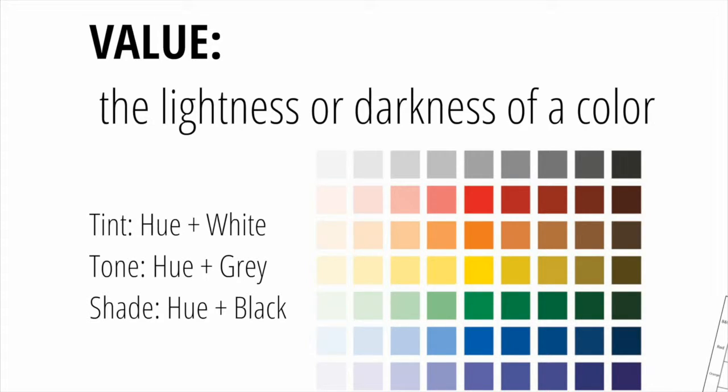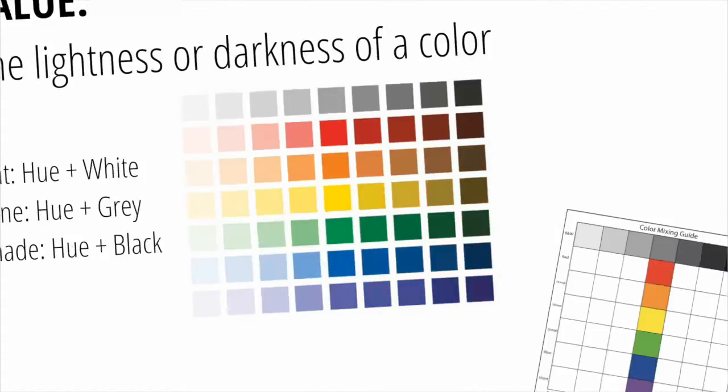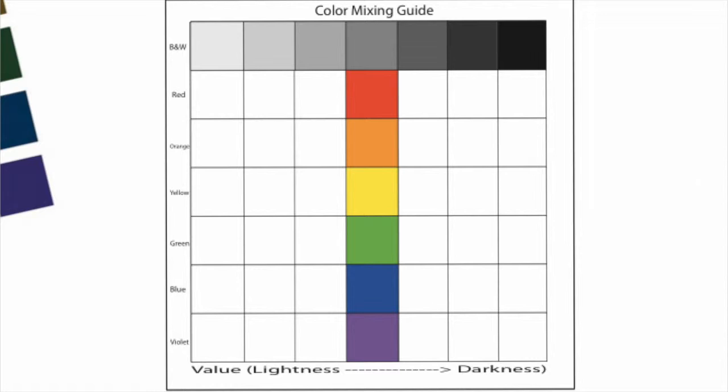Now I ask my students to create a 5-step value scale from light to dark. Here's an example of the color mixing guide I have students complete as an exercise to see mixing primary hues and creating values found on each color wheel.